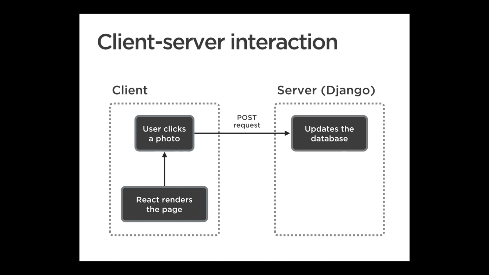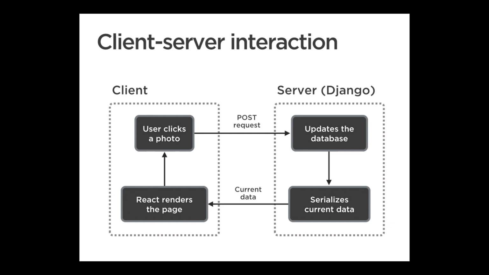And then Django will update the database, and will serialize the current state of the data. So we serialize all of the current favorites and then send them back to the client. And then from then on, React is going to use that data to re-render the page. And we're going to follow, again, this unidirectional flow of data. Now, you might be wondering, okay, so how does React have access to the initial data? How is it going to hydrate its stores to load the initial data to do the first rendering?